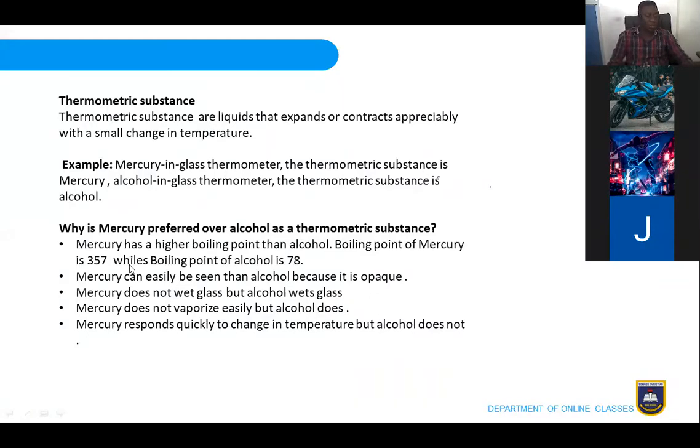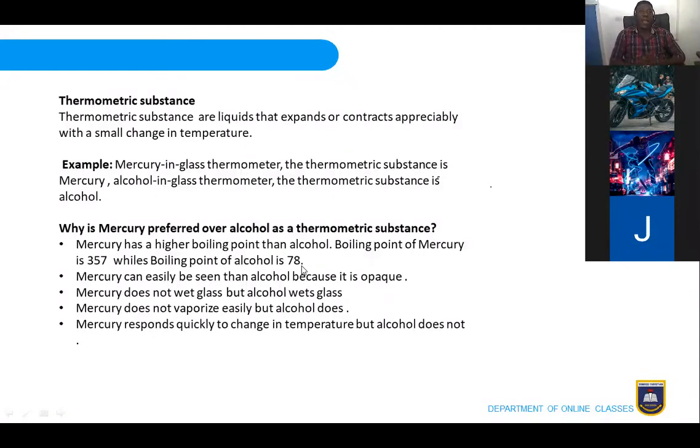The first one: mercury has a higher boiling point than alcohol. The boiling point of mercury is 357 degrees Celsius, whilst the boiling point of alcohol is 78 degrees Celsius. You can see that 357 is higher than 78.